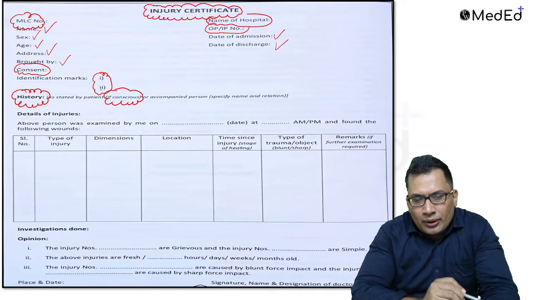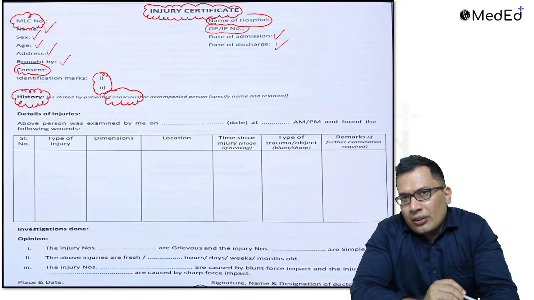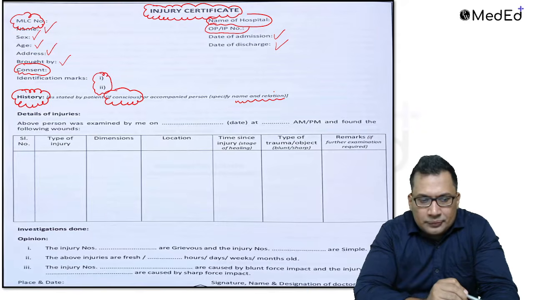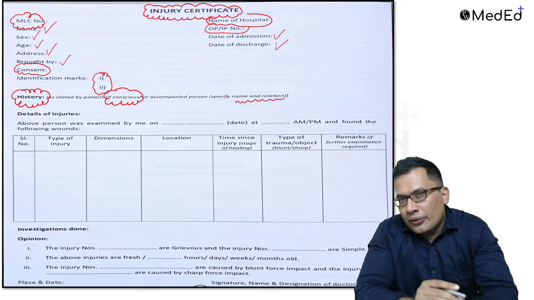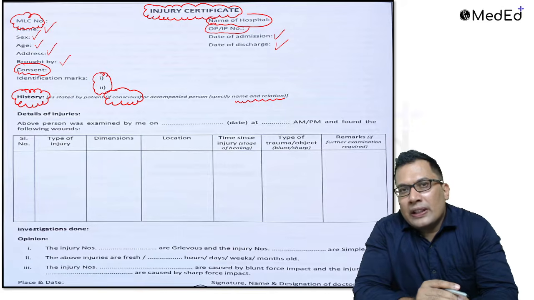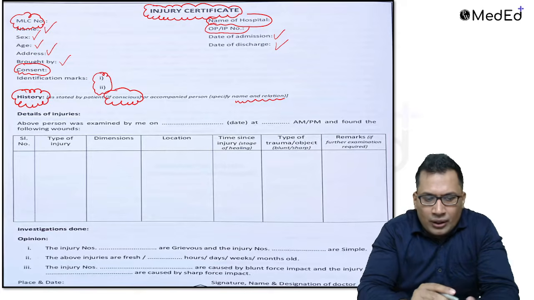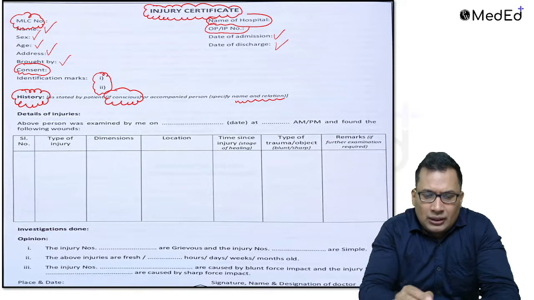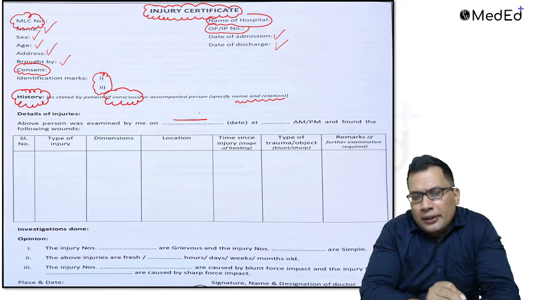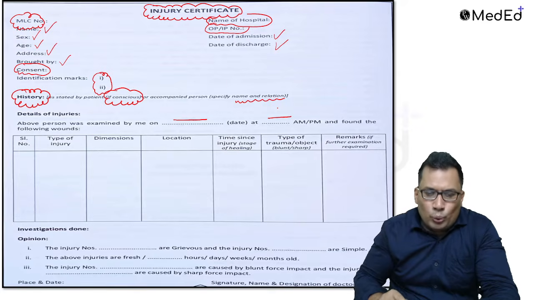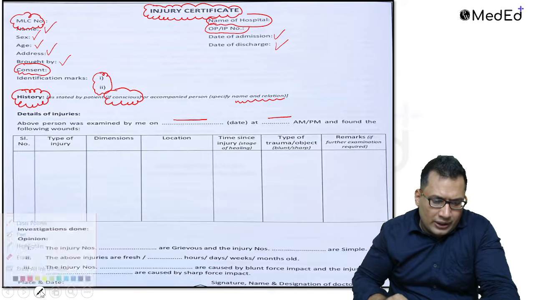If the patient is unconscious, you can take the alleged history from the attendant. You should specify the name and relation with the patient. Then details of the injuries. So details of injury is known as the heart of the injury certificate. That you need to write clearly. Above person was examined by me on particular date, particular time, found following wounds.